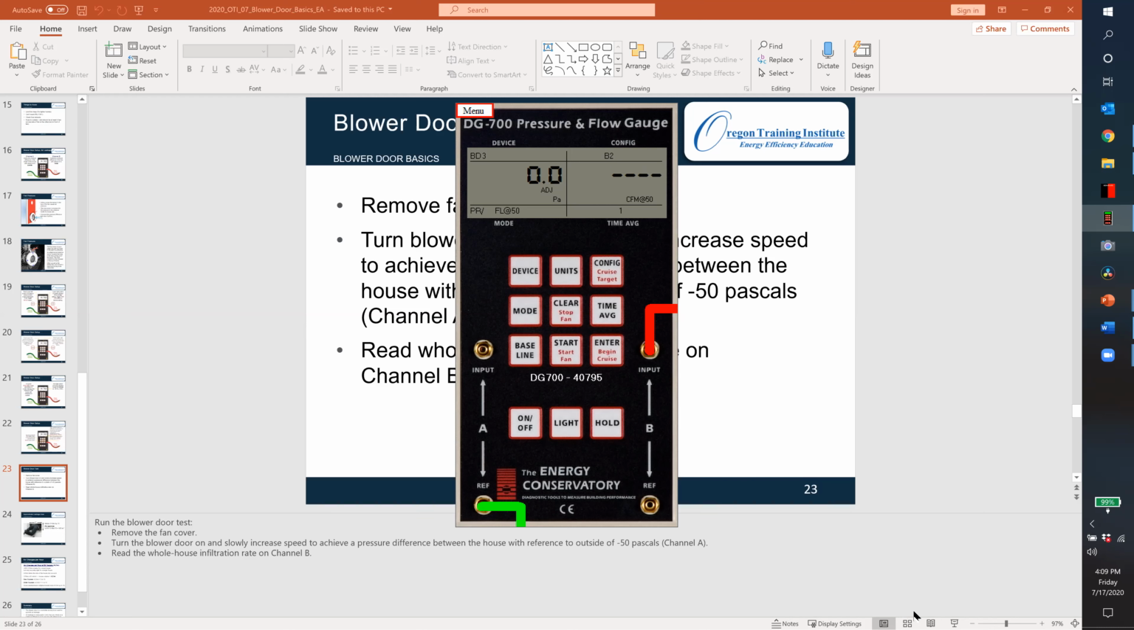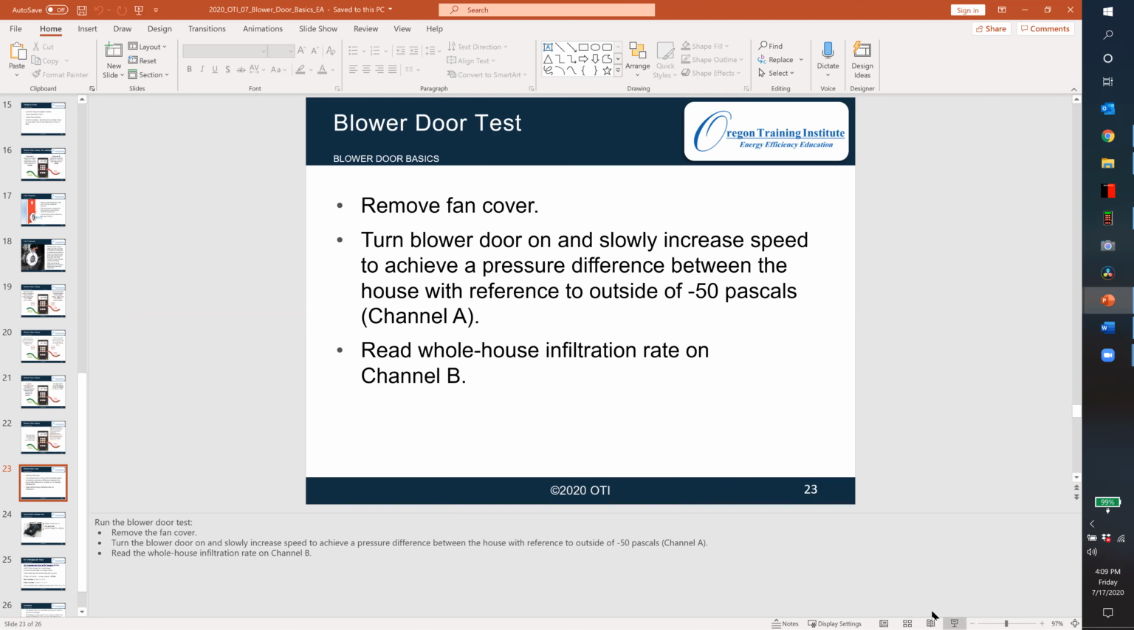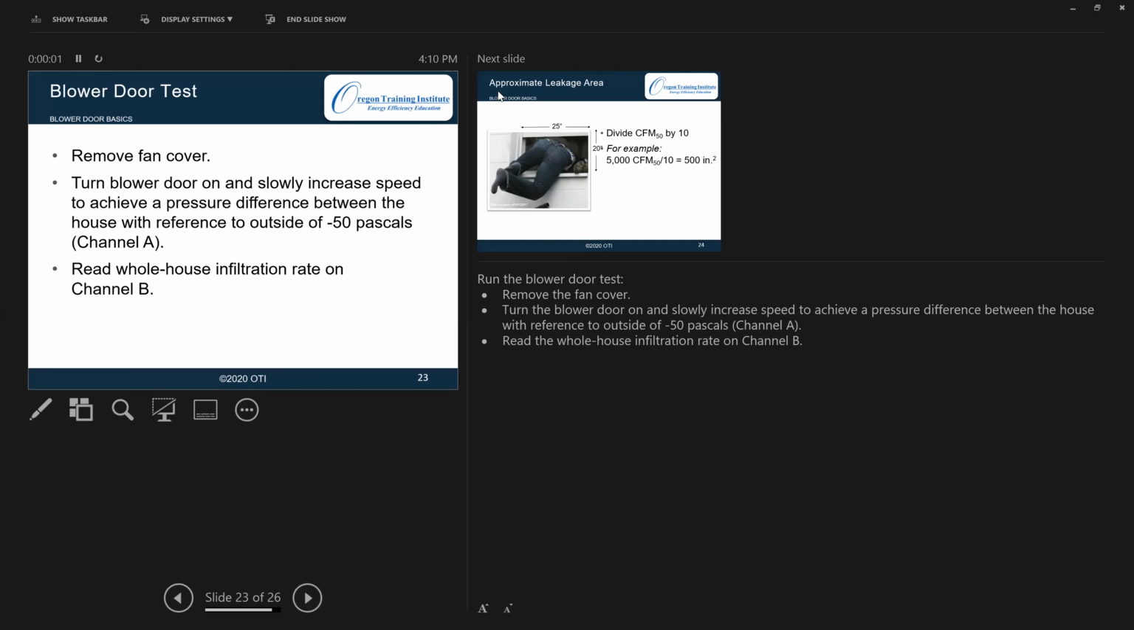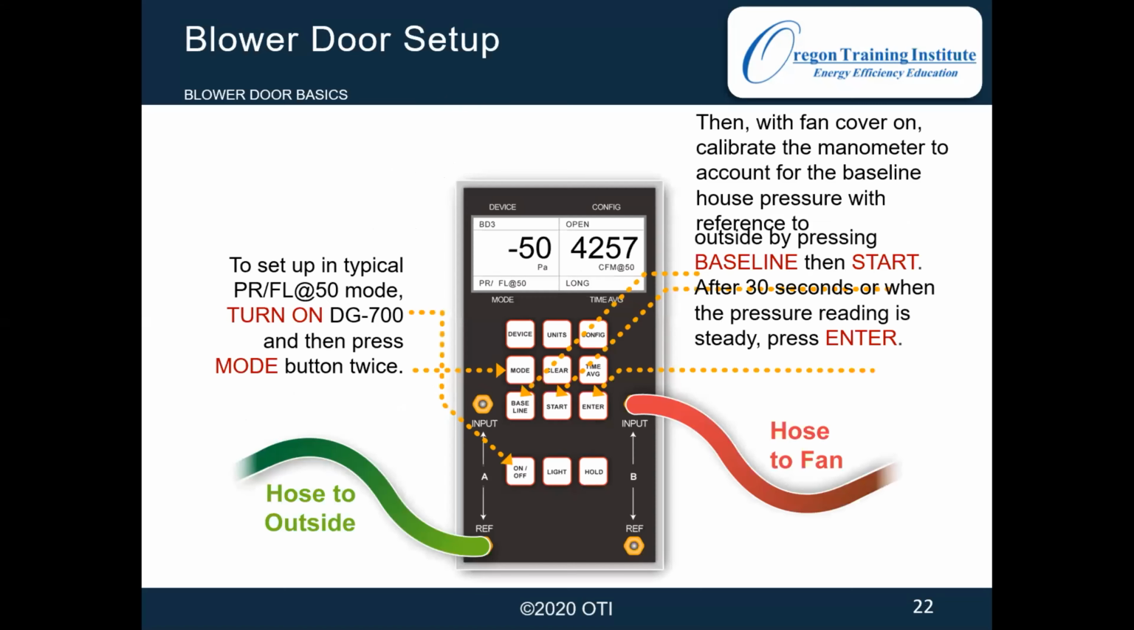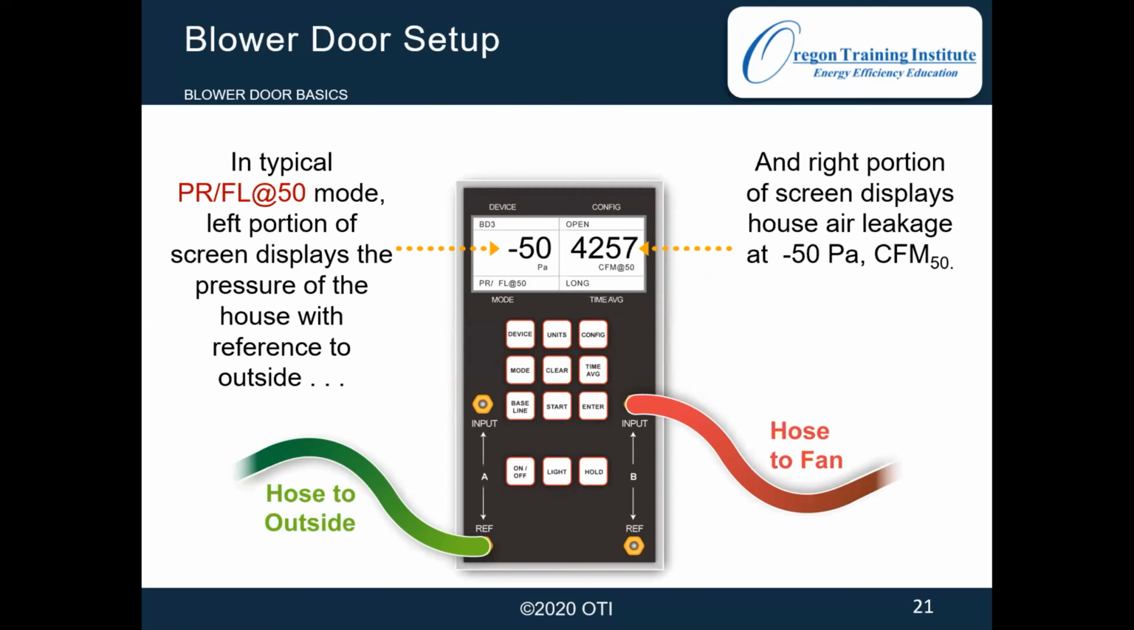So let's jump back to the presentation. Here in this example, you can see we got the house to -50, a full 50 pascals. Closer to 50 is better, but if you're at pressure flow at 50, it doesn't have to be super precise. 45 is going to be pretty accurate.